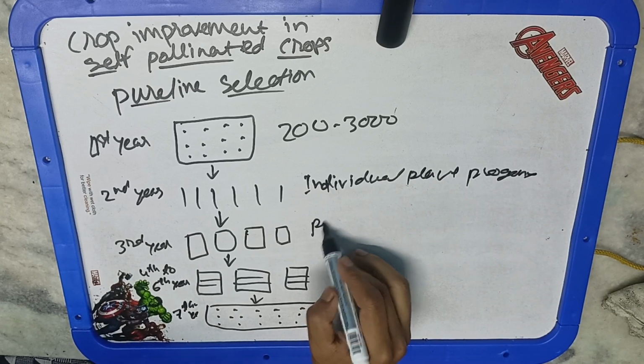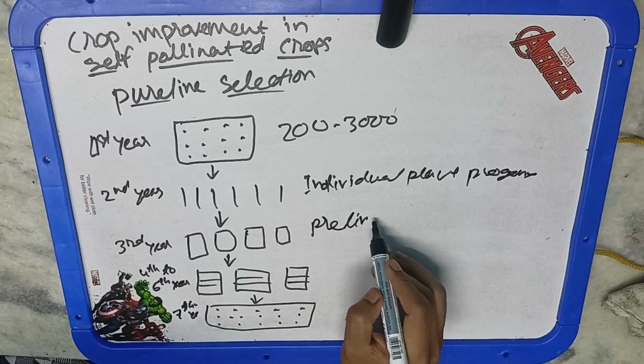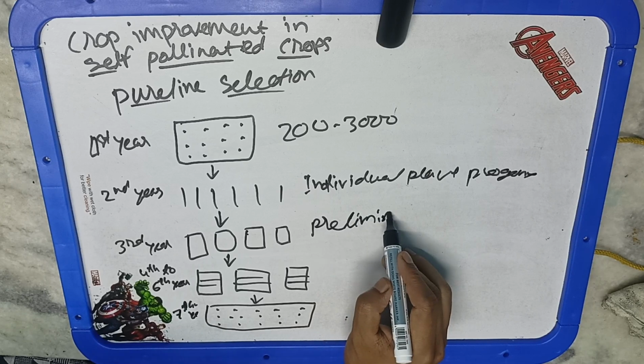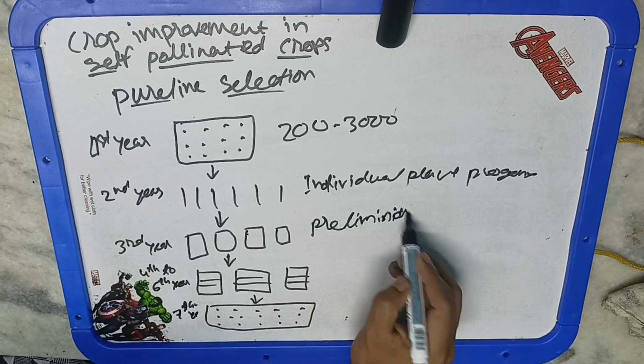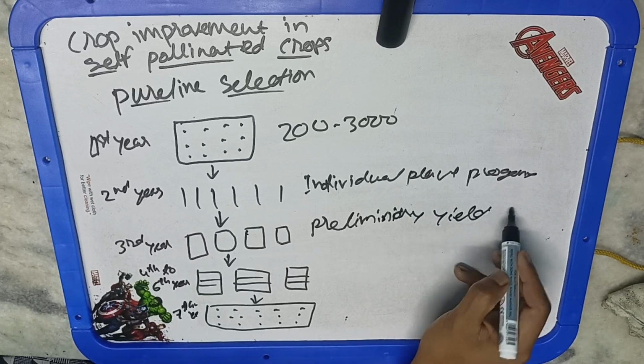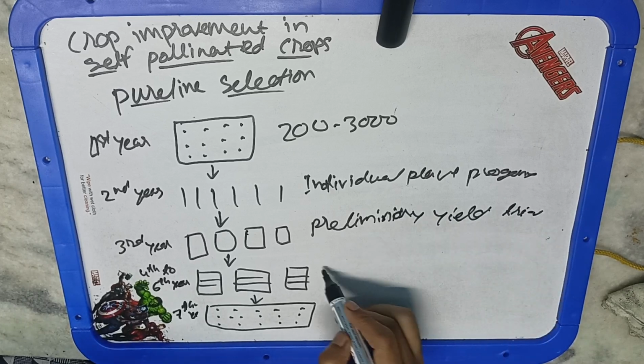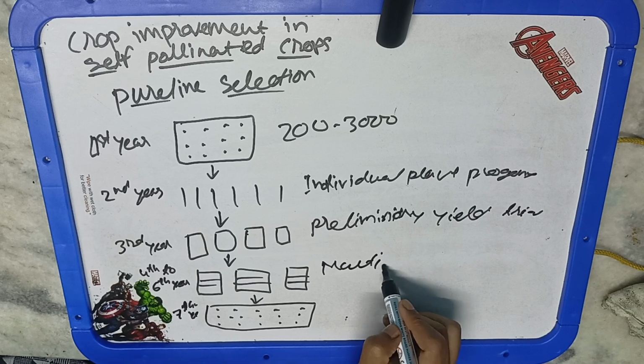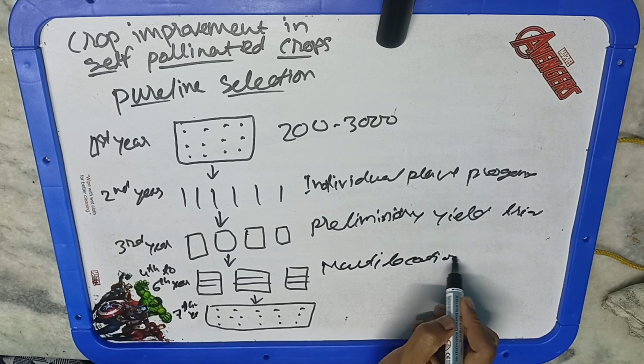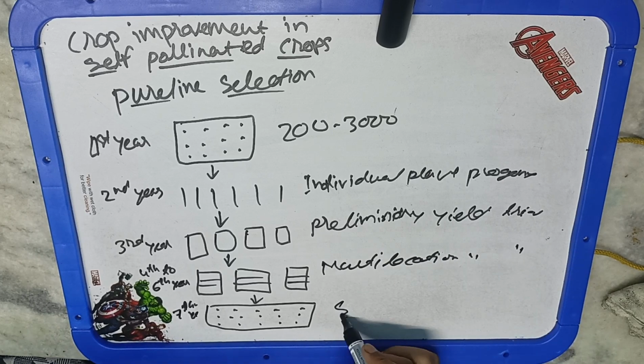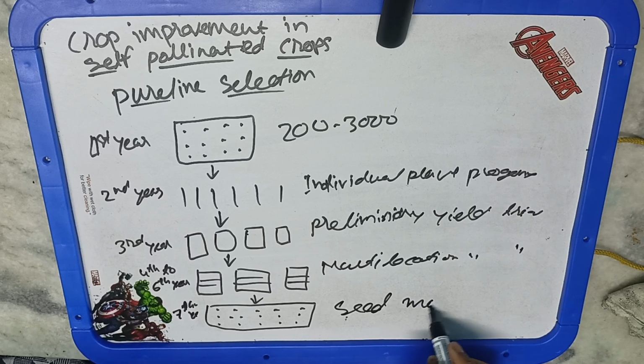Now again, merit and demerit. The merit is maximum possible improvement over the original variety because it is a pure line. These are extremely uniform because the genetic content is the same. Definitely, ultimately, the phenotype will also be the same. But due to the extreme uniformity, the variety is easily identified in the seed certification program. So this is again a merit.